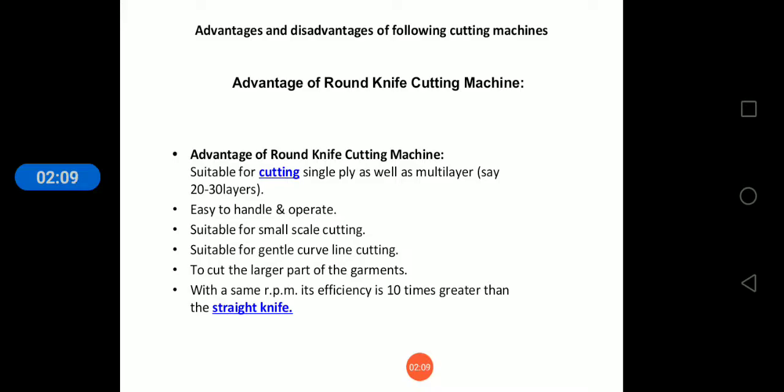Advantages of the round knife cutting machine. It is suitable for cutting single ply as well as multi-layer, say 20 to 30 layers. Double layers and multi-layers are also possible in round knife machines. It is easy to handle and easy to operate, suitable for small scale cutting and for gentle curve line cutting. To cut larger parts of garments with the same RPM, its efficiency is 10 times greater than the straight knife.